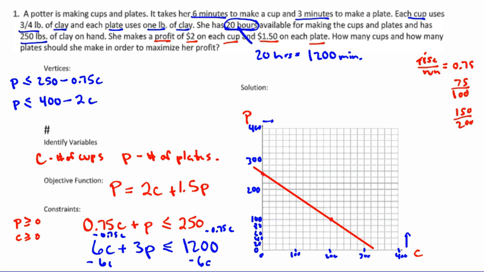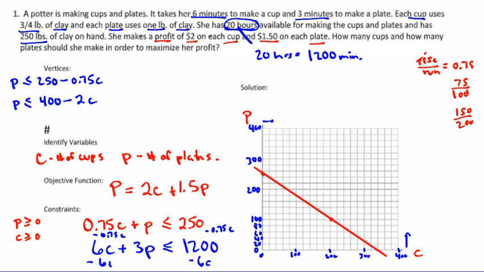So this is the first function for plates. Plates versus cups. Okay. On that line, works. That's kind of our maximums.